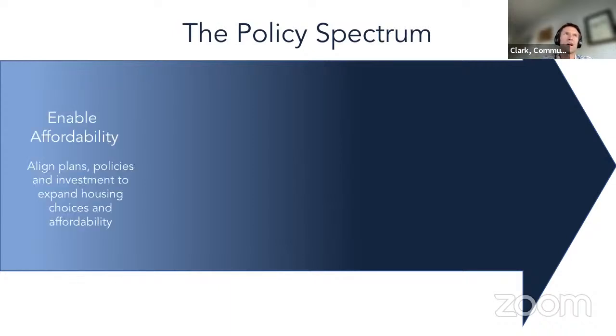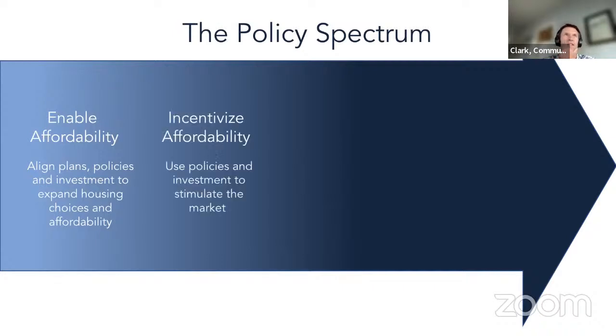We can begin by what I call enabling. So these are the things we can do to make sure our plans are clear in terms of where housing should and shouldn't go, and the type of housing that we want in different places, and the investments that we want to see happen, so that we're basically making it possible for people in the private sector, people that build housing, to give us the type of housing we want in the places we want it. When we do that well, it helps us get housing choices and affordability. And so that's the basic thing everybody ought to do.